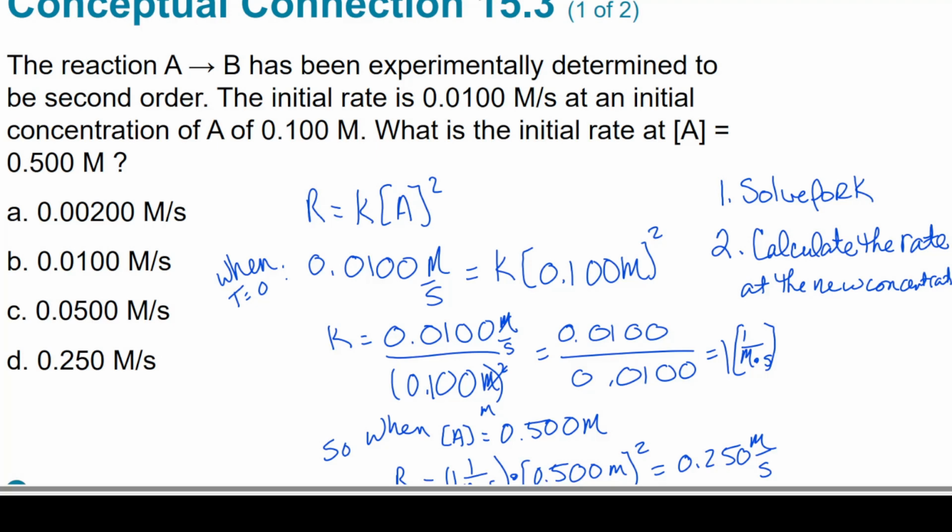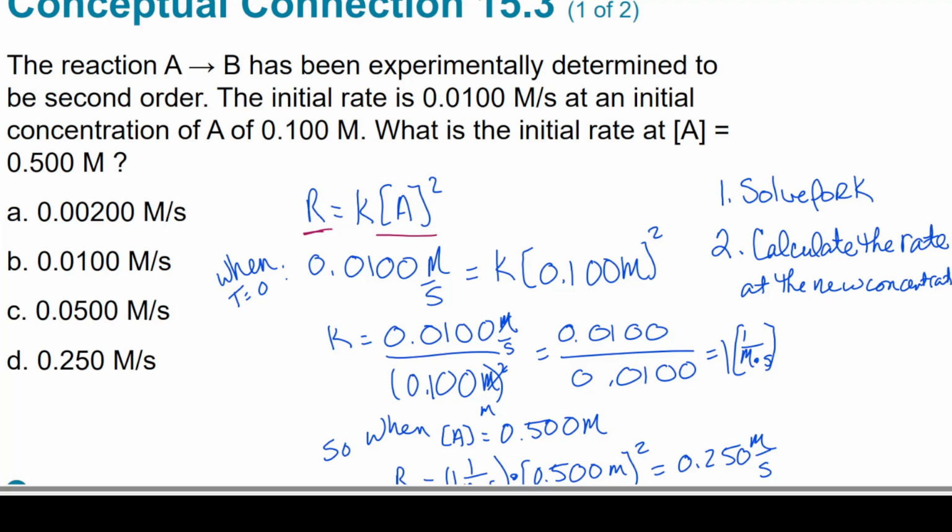Well, here we're not relating time to concentration. What we're relating is rate to concentration. So we don't need to use the integrated rate law here. We're not having a time dependence. What we need to use is the regular rate law, and we see that it is second order. So the generic rate law for that is rate equals k times [A] squared.